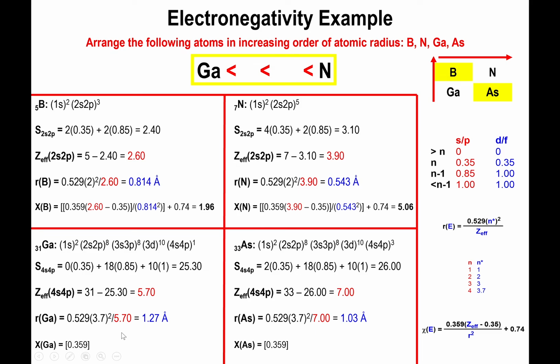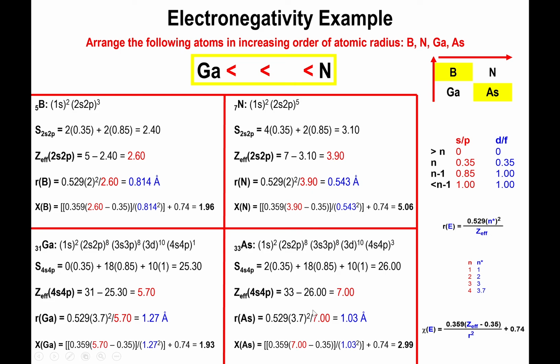Performing the same calculation for gallium and arsenic, we multiply 0.359 by the effective nuclear charge of gallium or arsenic minus 0.35. To that, we divide the corresponding radius of gallium, which is 1.27 angstroms, or 1.03 angstroms for arsenic. We make sure to square those particular atomic radii, and then we add 0.74 at the end. And we find out that the values are 1.93 for gallium and 2.99 for arsenic.